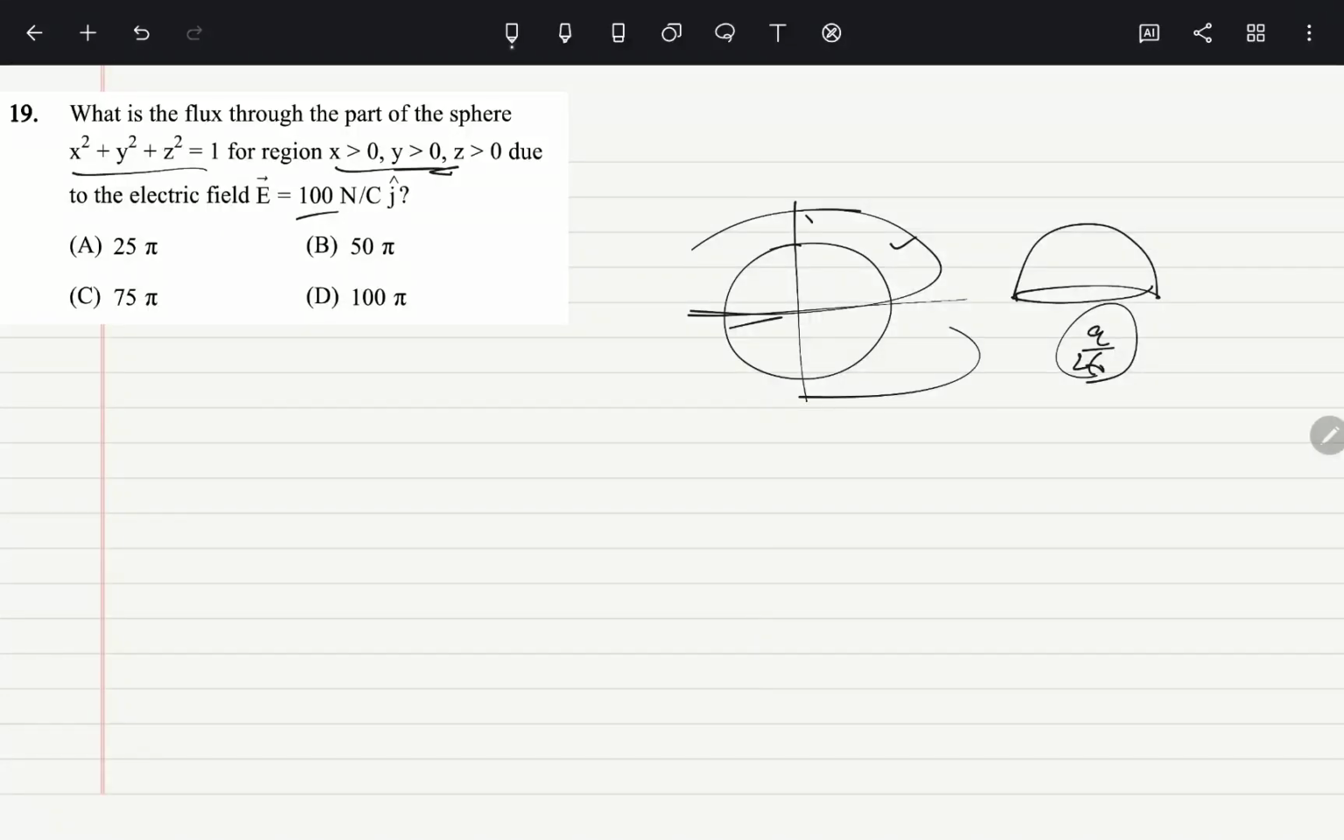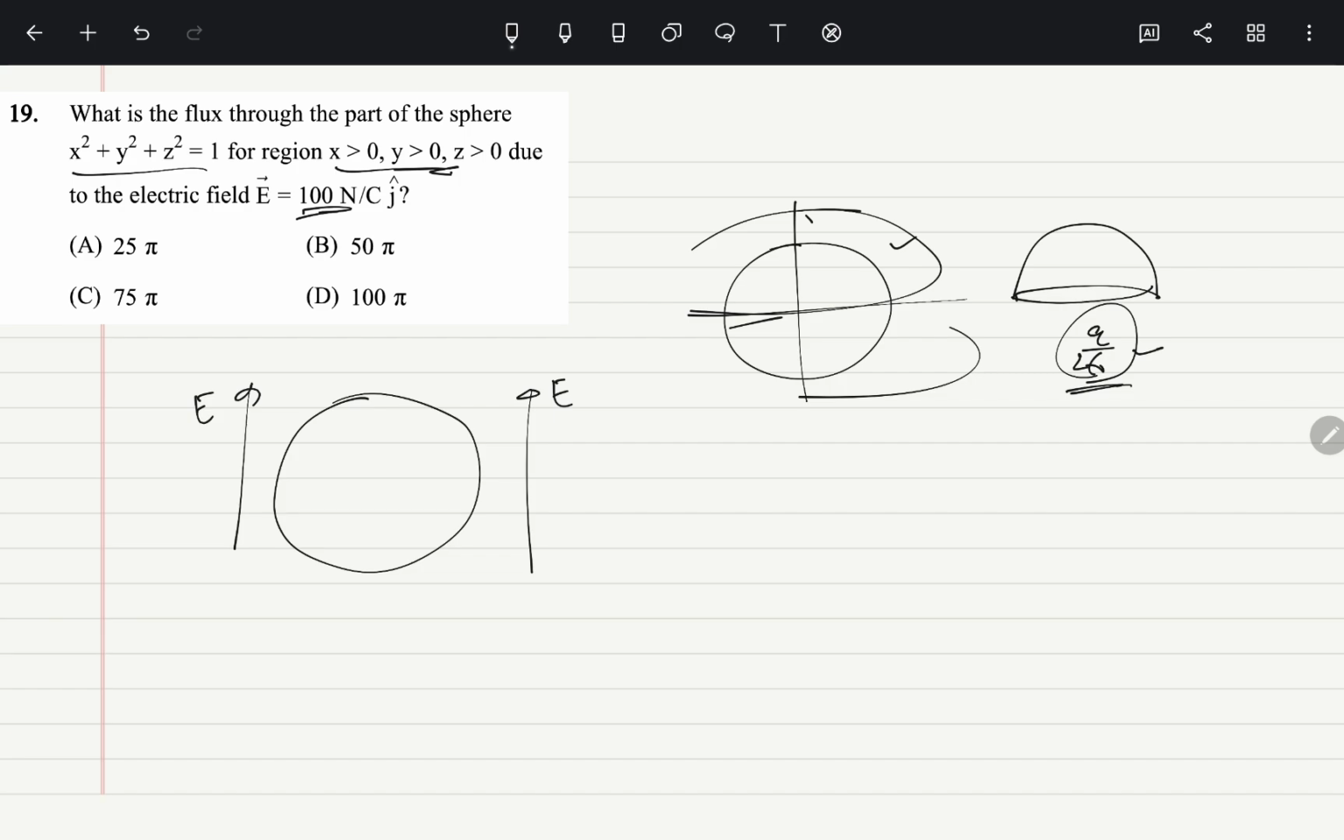Through this upper hemisphere is q by 2 epsilon naught. Now here we need to find the flux not in terms of q, but in terms of electric field. So let's use this electric field. First of all, the electric field is in the upward direction. We need to find how much flux passes through this entire closed surface.